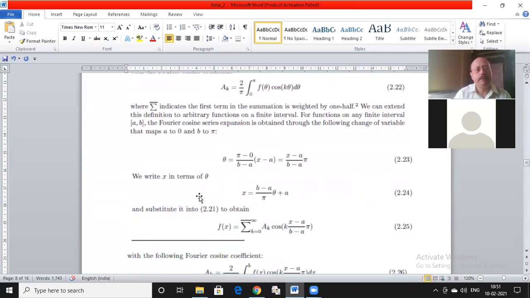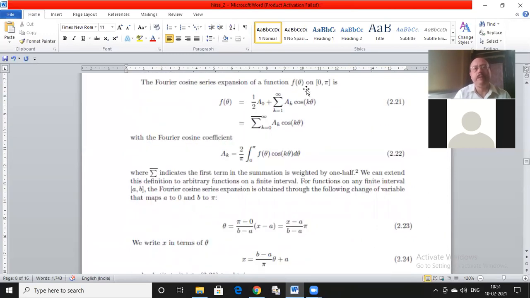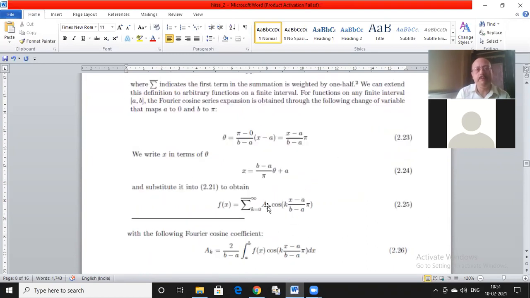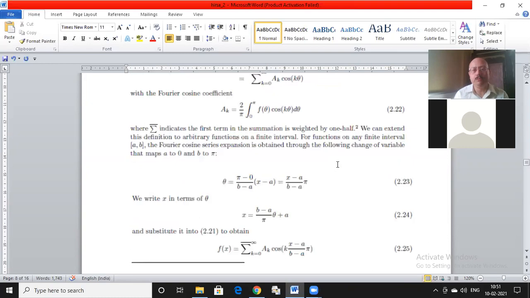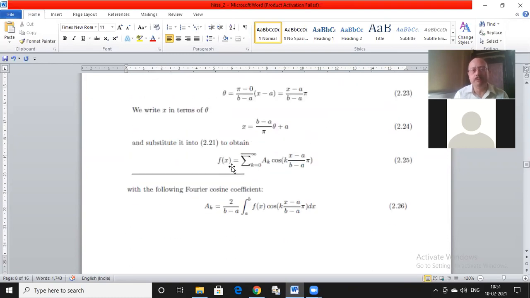So suppose this is what I start with, that I have a function f(x) defined on any finite interval a to b. I redefine it in terms of theta using this transformation, so that my x is given by this 2.24. So instead of my 2.21 equation here in terms of theta on 0 to pi, I have this transformed equation 2.25, which is for f(x), where x is on a to b. Again, the same notation, summation with a bar, a_k cos(k pi (x minus a)/(b minus a)), because that maps a to b into 0 to pi.